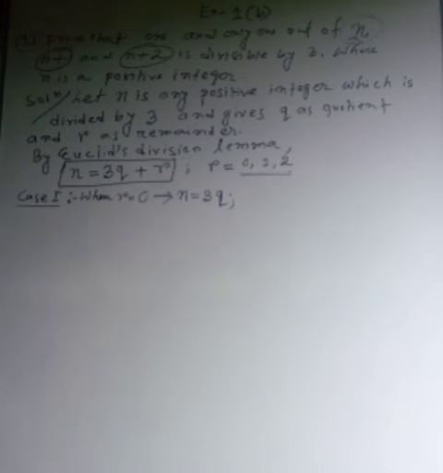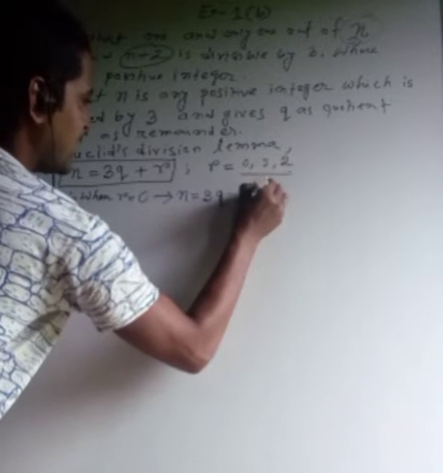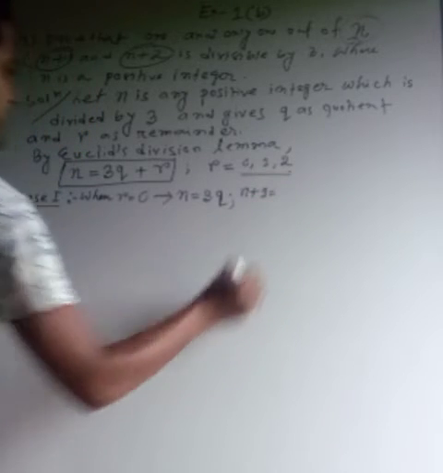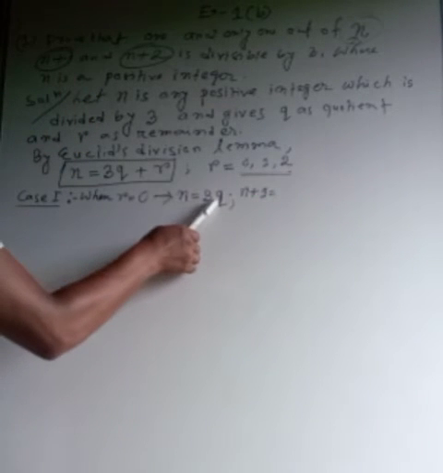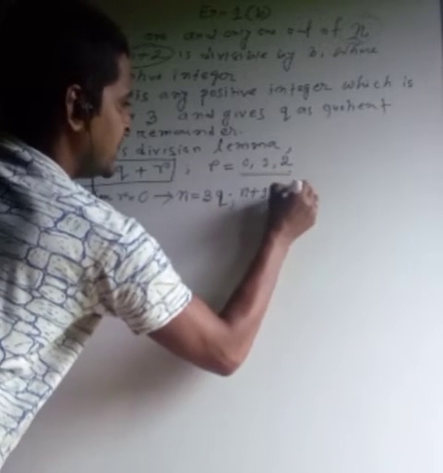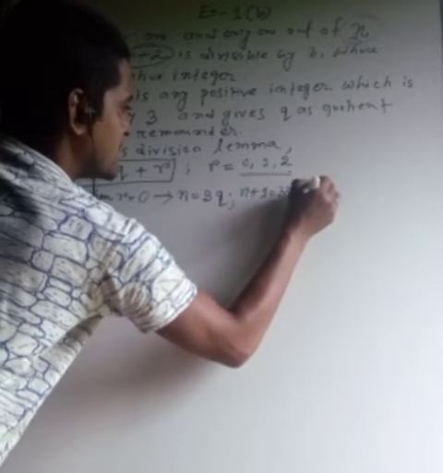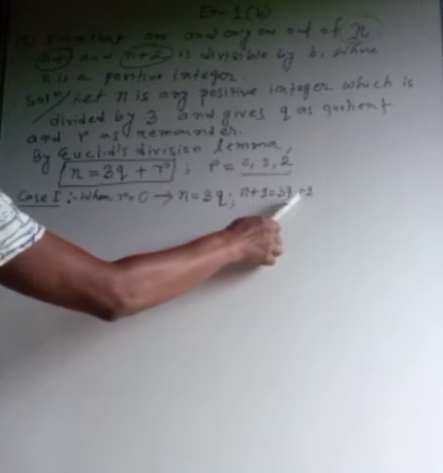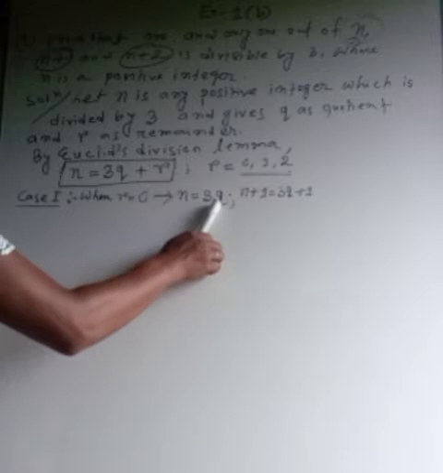Now n plus 1. What is this? The n value is 3q. So n plus 1 means 3q plus 1, because the n value is 3q.